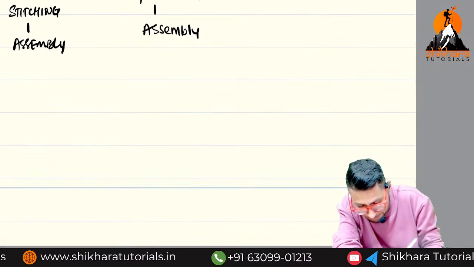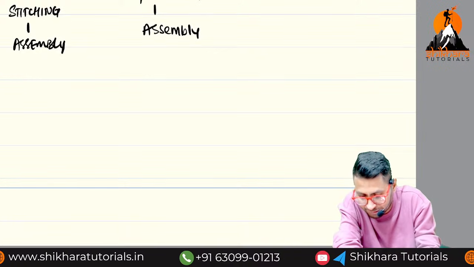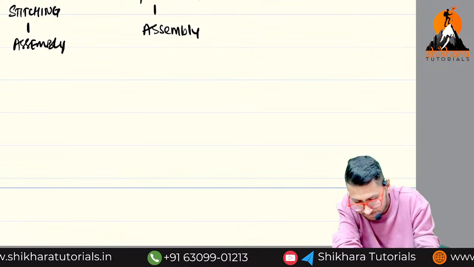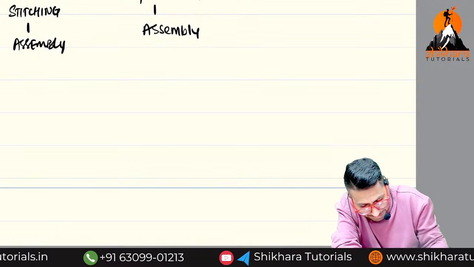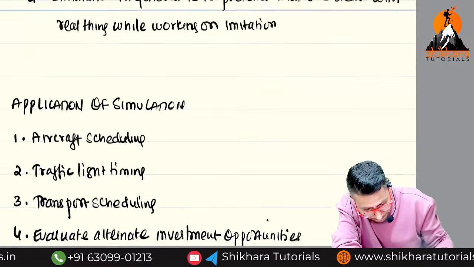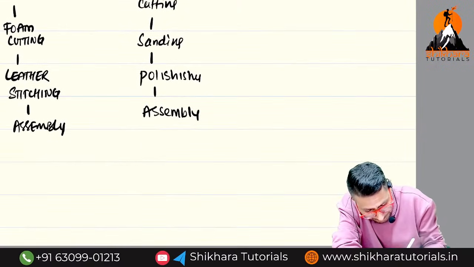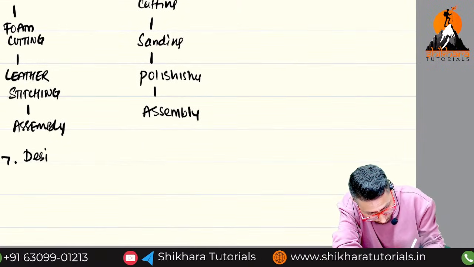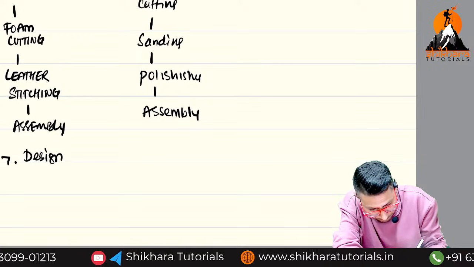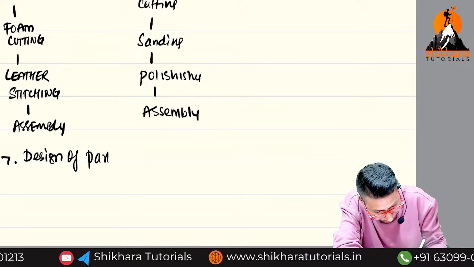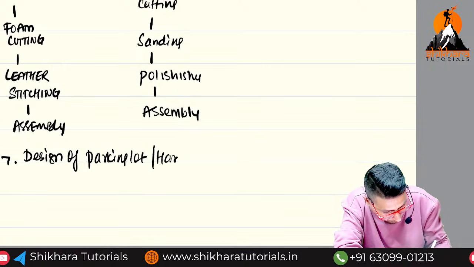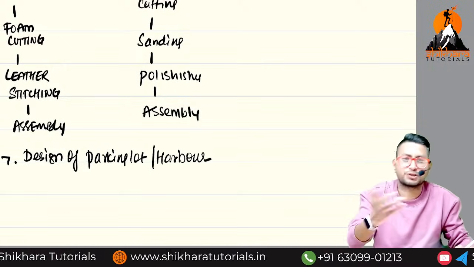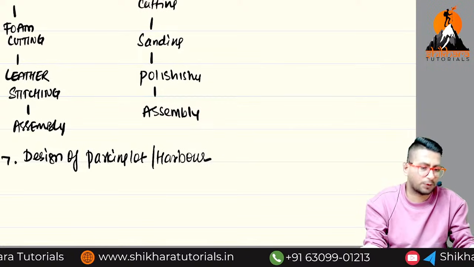Then the last example. So how many examples have we done till now? 6. Now the last example: design of a parking lot and harbor. Harbor is for ships.